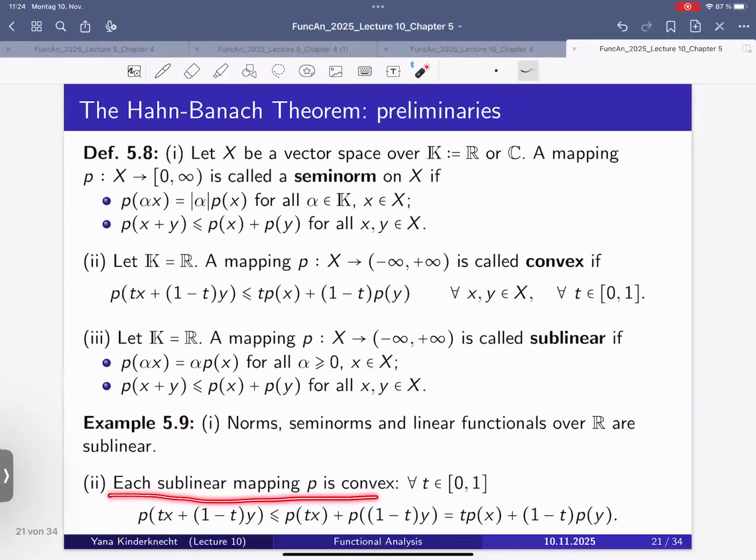Each sublinear mapping is convex. Indeed, we consider T between 0 and 1. We consider P of such a convex linear combination. Then by the triangle inequality, for sublinear mappings, this is smaller or equal than this sum. But since T is between 0 and 1, these things are non-negative. And hence we use this positive homogeneity, so this guy is equal to this guy and this guy is equal to this guy. And hence we are back to the inequality here.